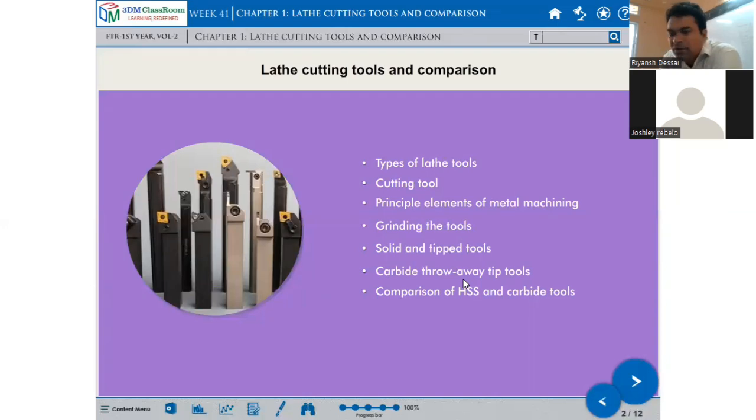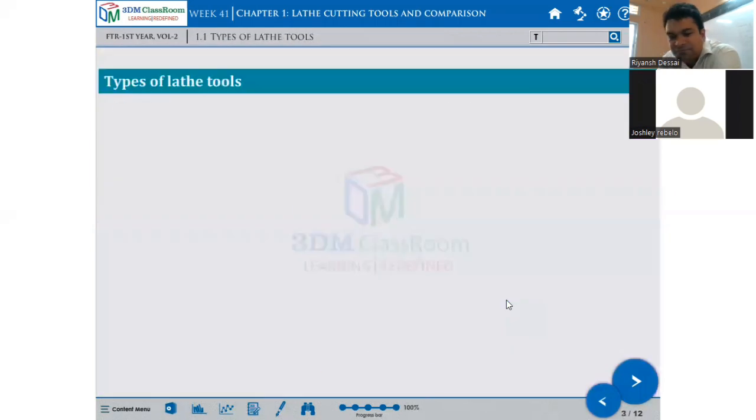Very important question. So, lathe cutting tools and comparison. We have types of lathe cutting tools, principal elements of metal machining, grinding of tools, solid and tip tools, carbide throwaway tip tools, and comparison of high speed and carbide tools. These are all the different types of cutting tools used in lathe machine operation.